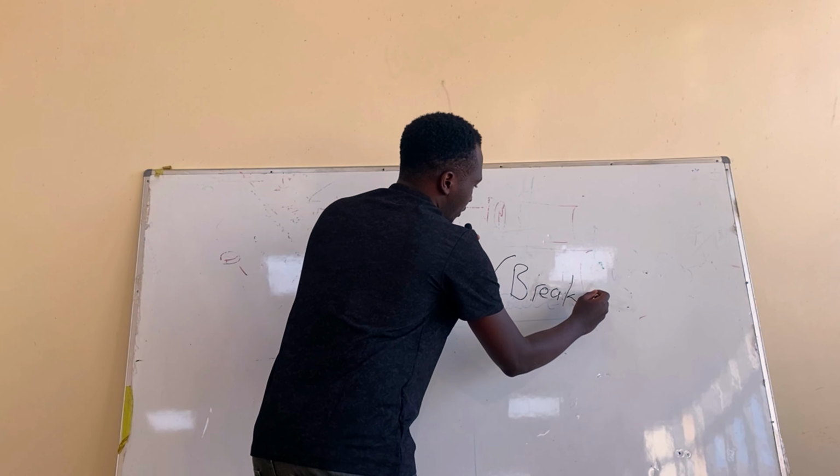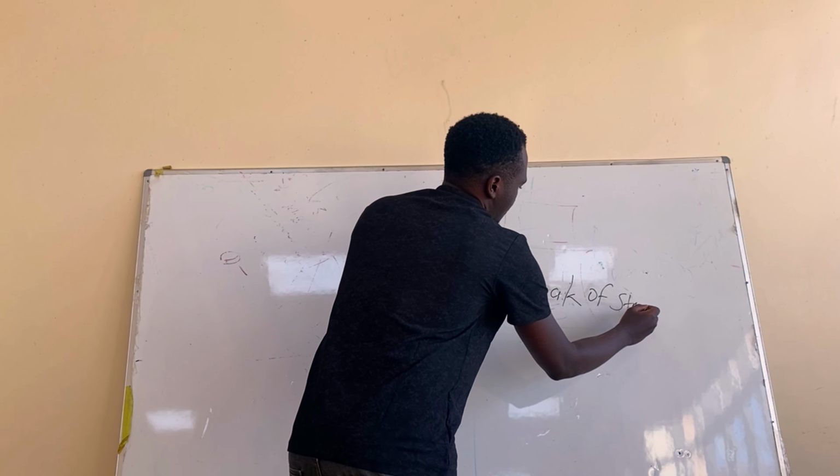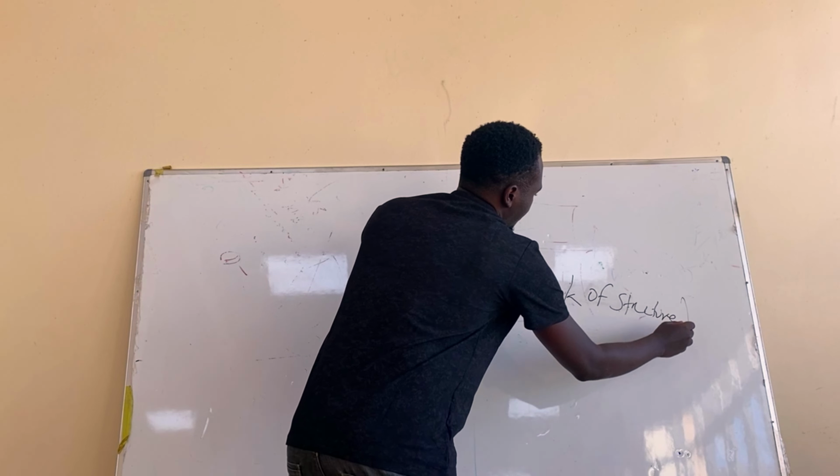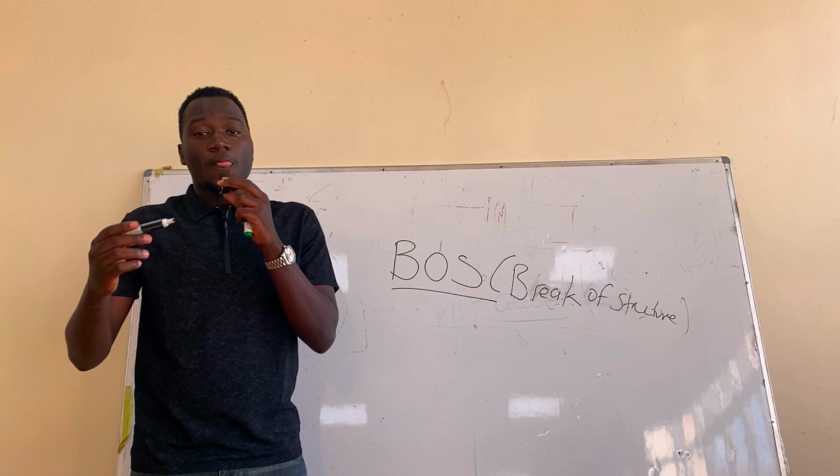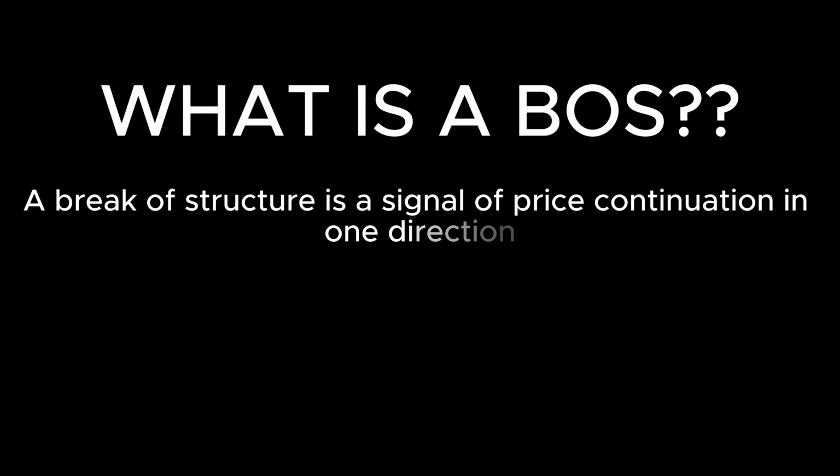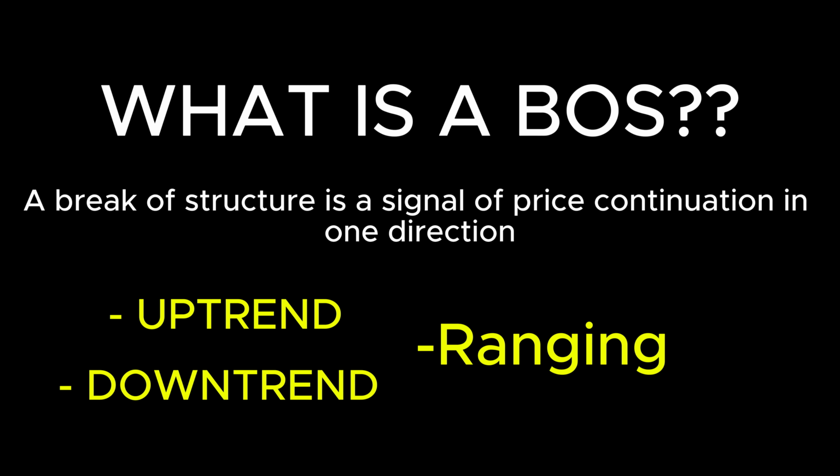It is called break of structure. Okay, so what is a break of structure now? A break of structure simply means that price is continuing in that direction. It is more of a signal of a continuing market in that direction. So what does that mean?